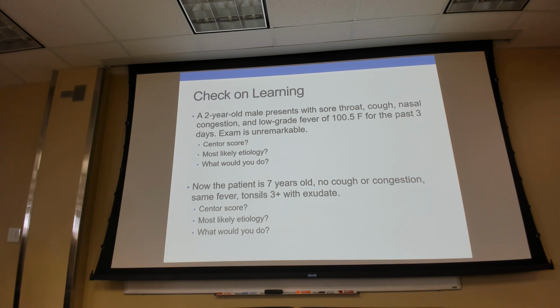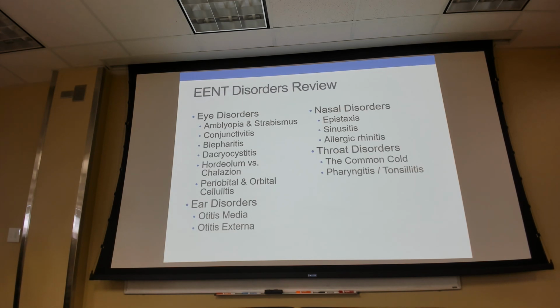Yep. Now the patient's 7, no cough or congestion, same temperature, and tonsils are 3+ with exudate. So now, do you get one for age? Yep. Do you get one for having no cough? Yep. Do you get one for the temperature? Yep. Do you get one for tonsils 3+ with exudate? Yes. What is your most likely etiology? Technically, it's still viral. That's a trick question. Always viral. But what would you do? Rapid strep. Yep, perfect, you guys got it.